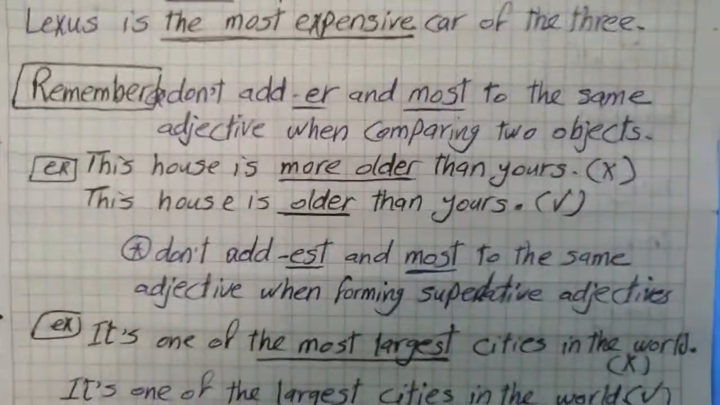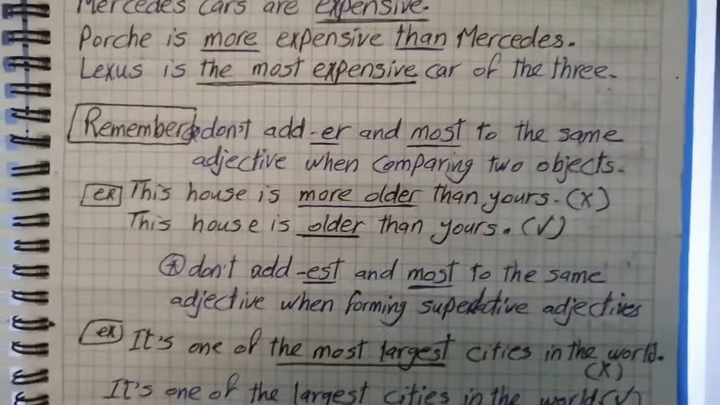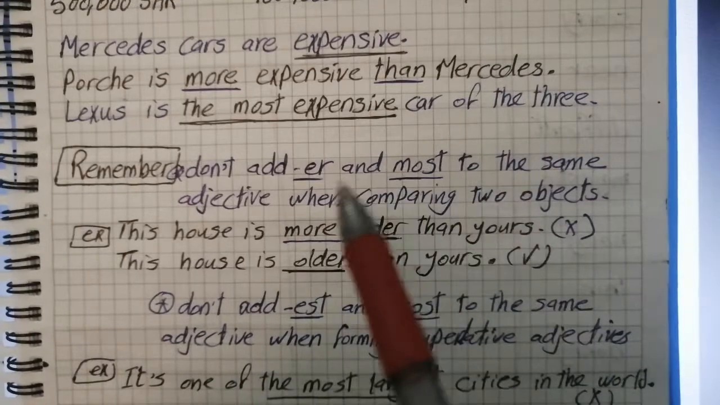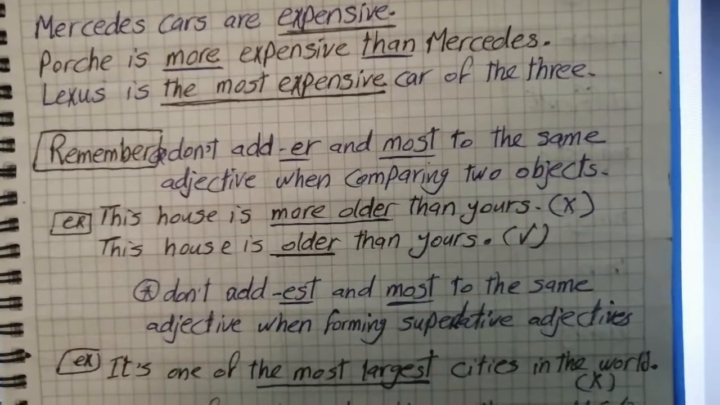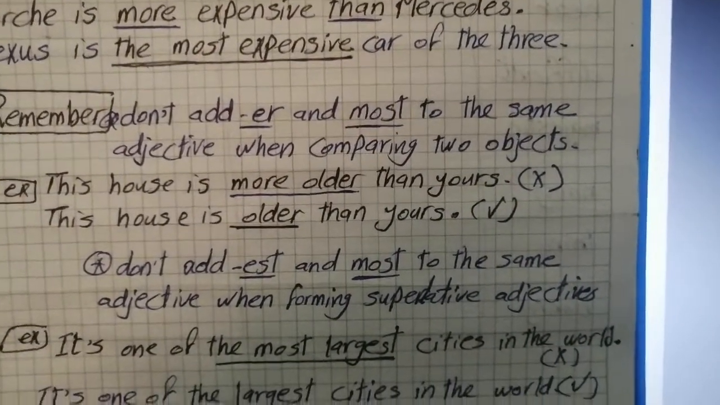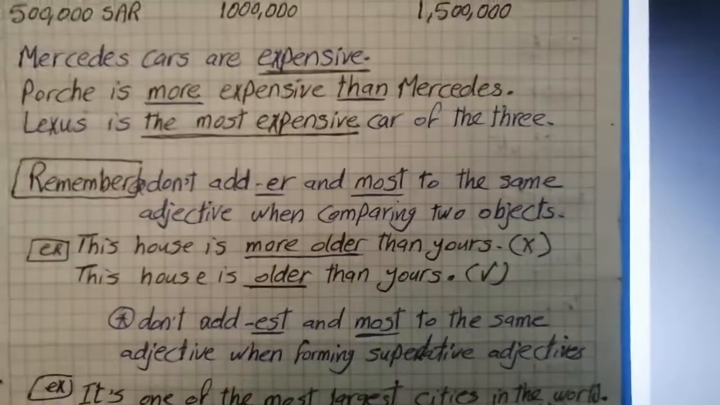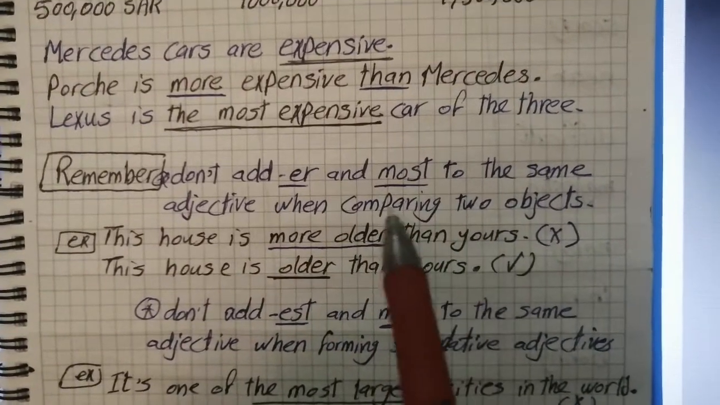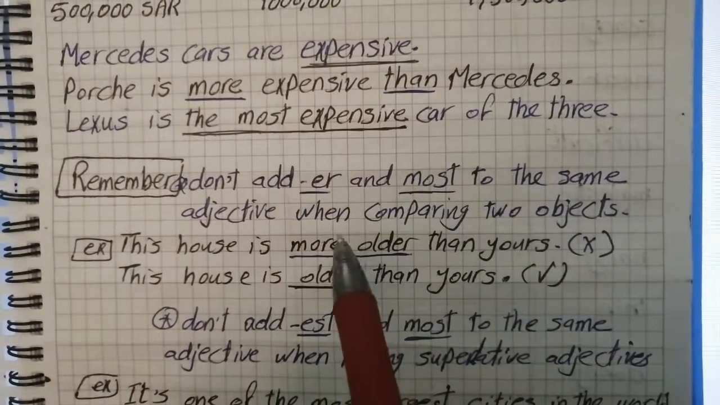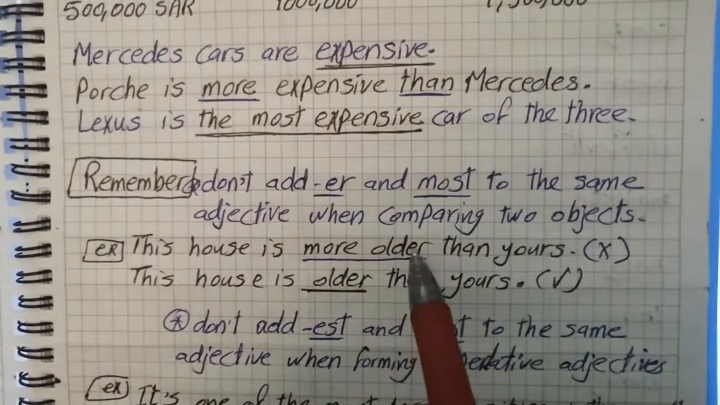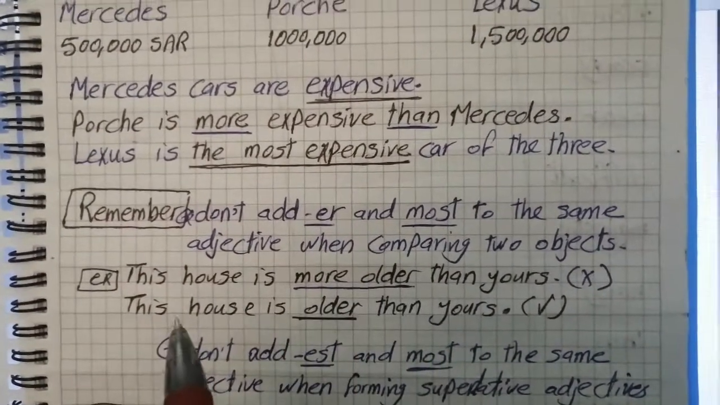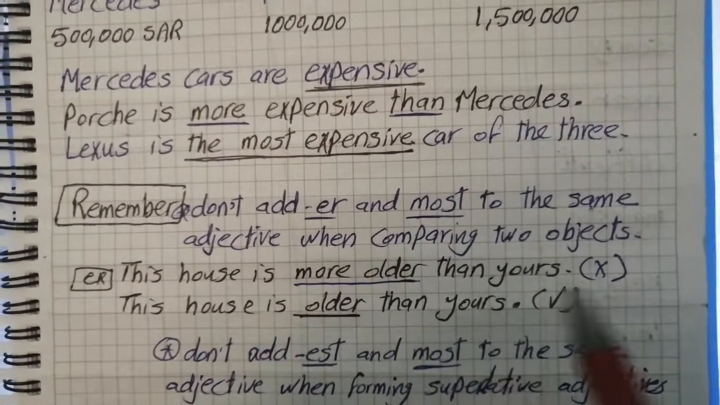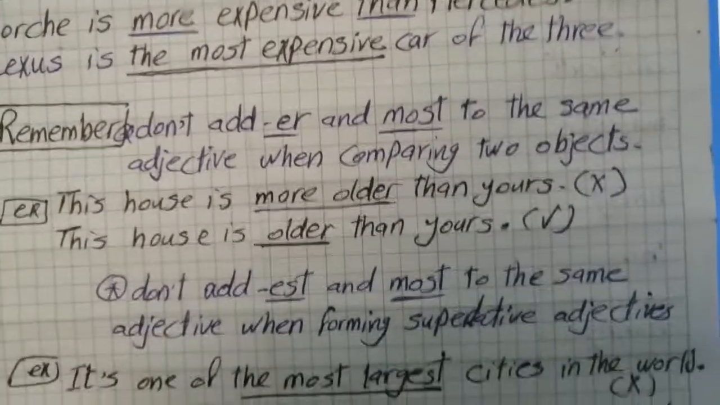But watch out while you are using the comparative and superlative forms. Remember, don't add -er and more to the same adjective when comparing two things. For example, this house is more older than yours. Of course, more older is wrong. I'm using more and -er at the same time, so you have to erase one. The correct sentence is: this house is older than yours, not more older.